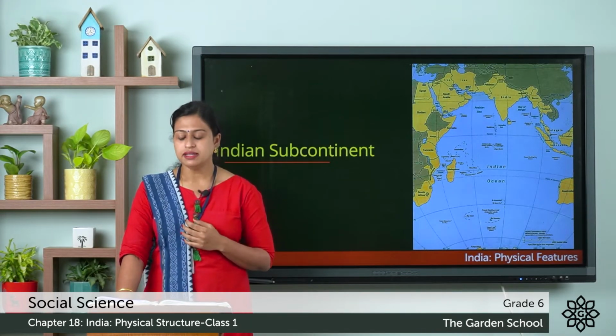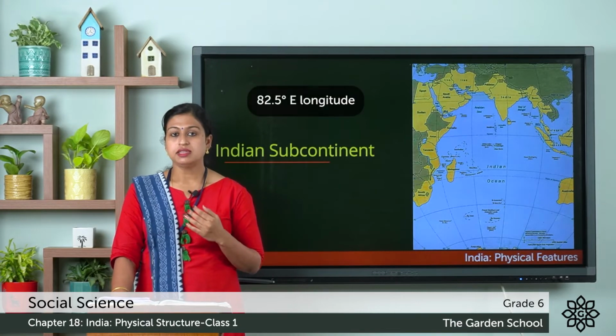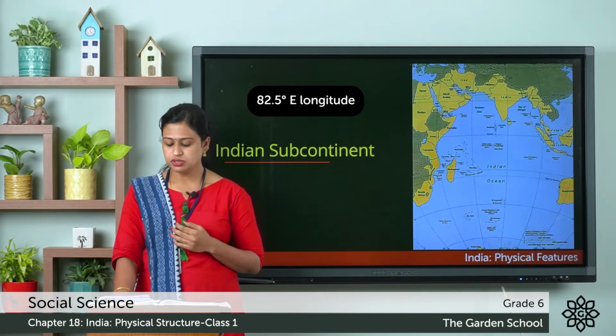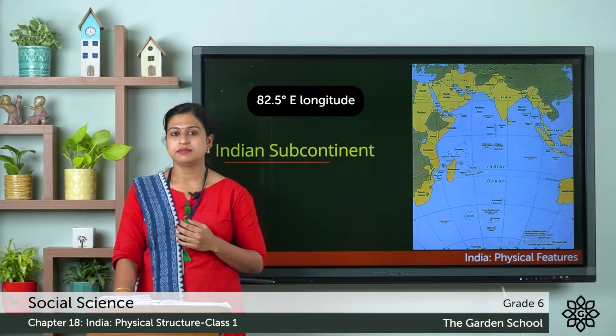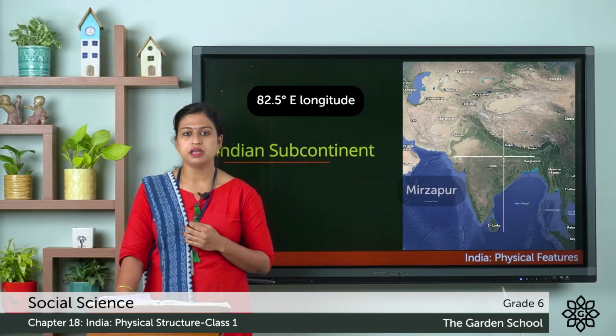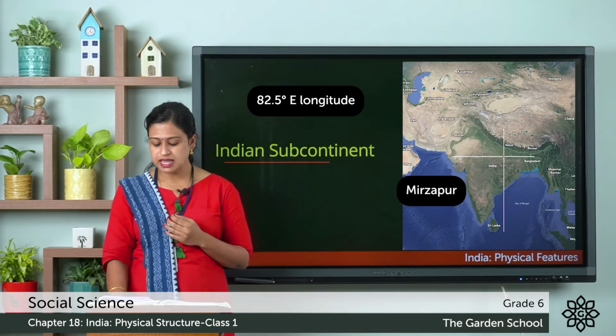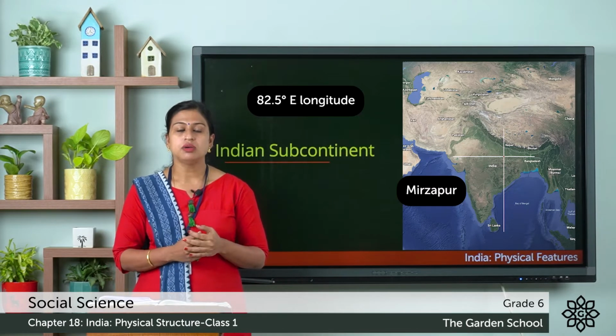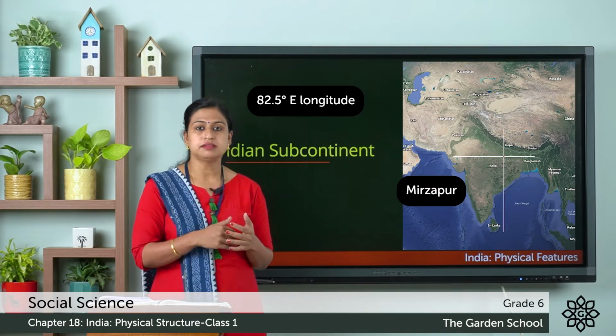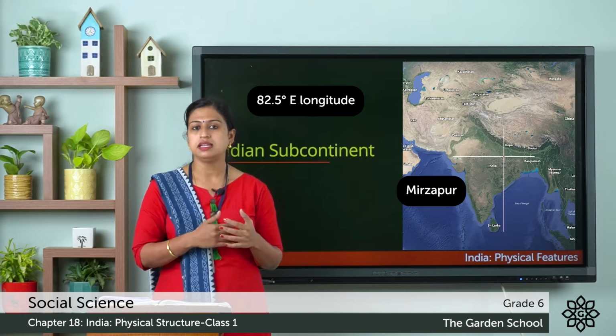And you all know that the 82°30' east longitude passes through a place near Allahabad in Uttar Pradesh, on which the Indian Standard Time is based. The time based on this meridian is taken as the Indian Standard Time.